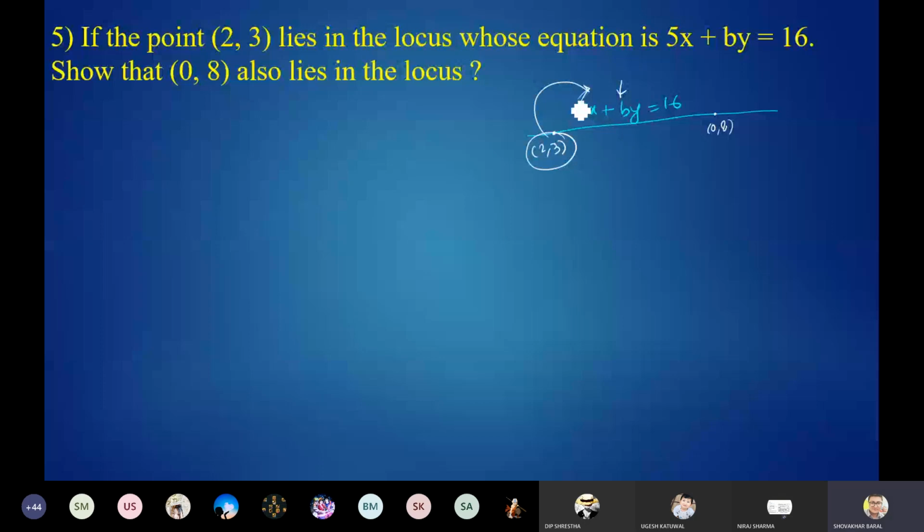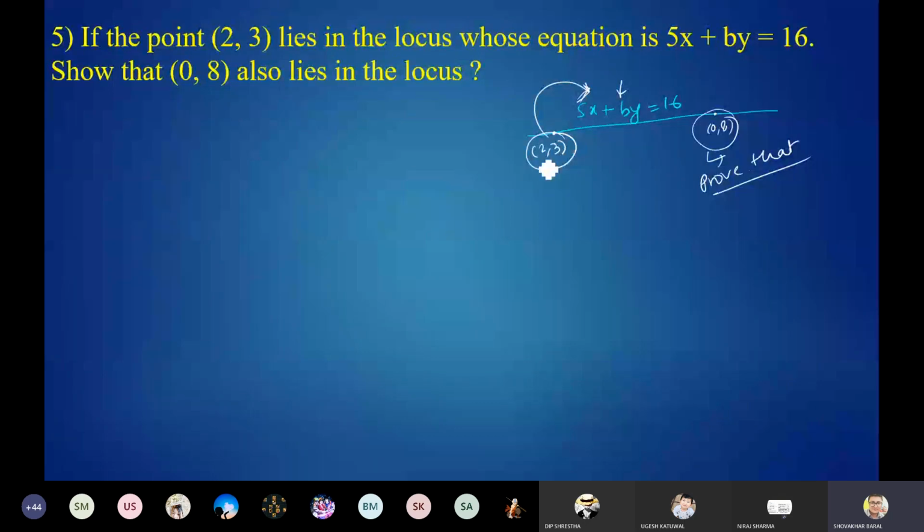And secondly, what you need to do is prove that this point lies on the locus. At first, it is asserting that, it is giving us that this point 2, 3 lies on this locus. So let's use this condition to find the value of b.